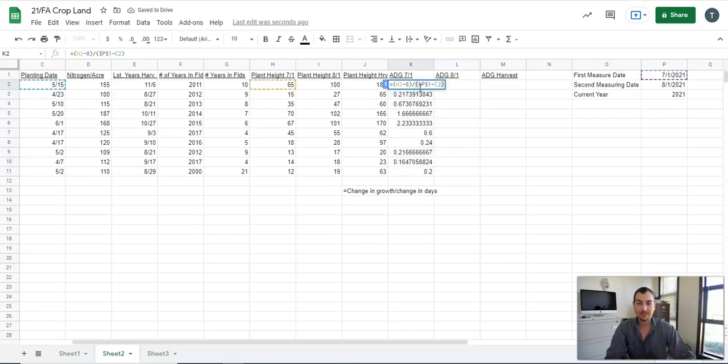So let's kind of look through this. I'm going to go through each one. So we have the new height minus 0, divided by the first measure date minus the planting date. That looks right. Yep, we've got our equations right now. So the key thing is make sure you follow that order of operations and lock in the right ones.